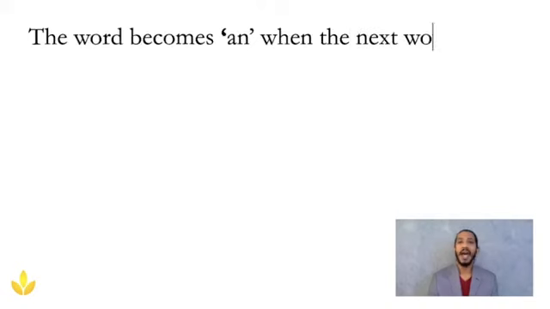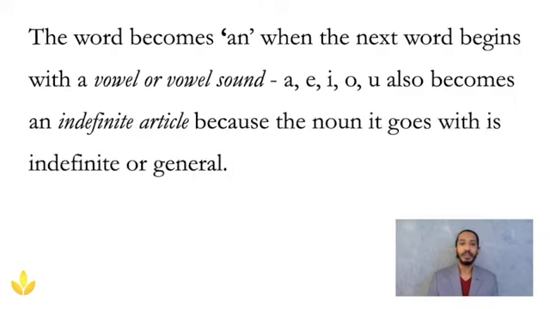The word an. Usually the article a becomes an when the next word begins with a vowel or a vowel sound. So let's look back for a moment here. Vowels are the 5 characters in the English alphabet which can be pronounced without using your nose. So A, E, I, O, U.